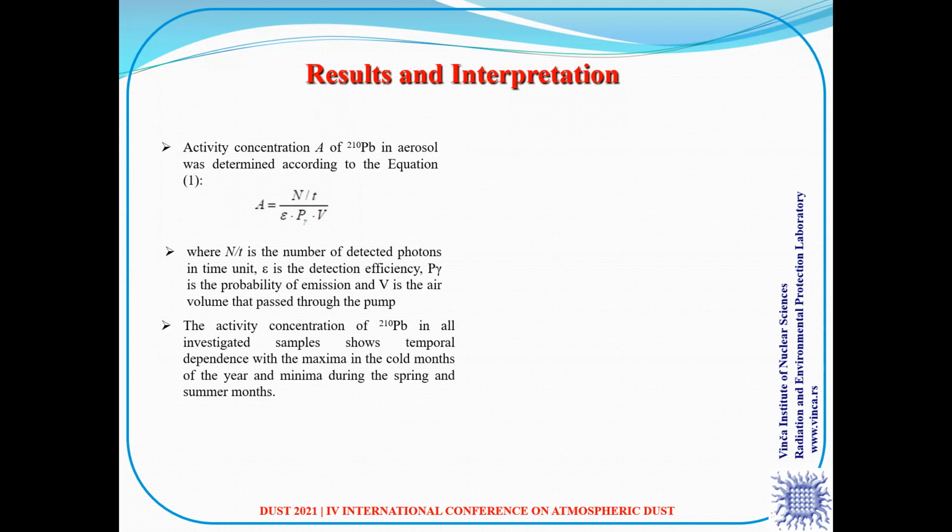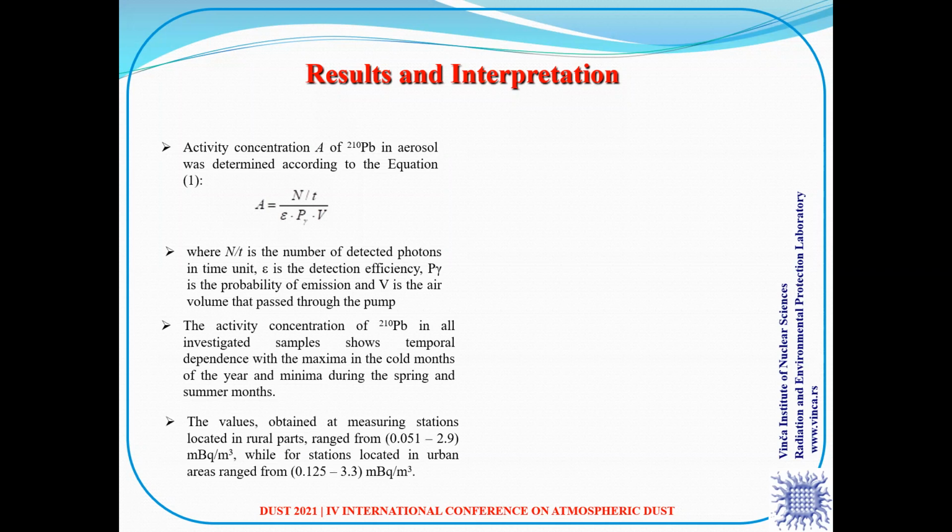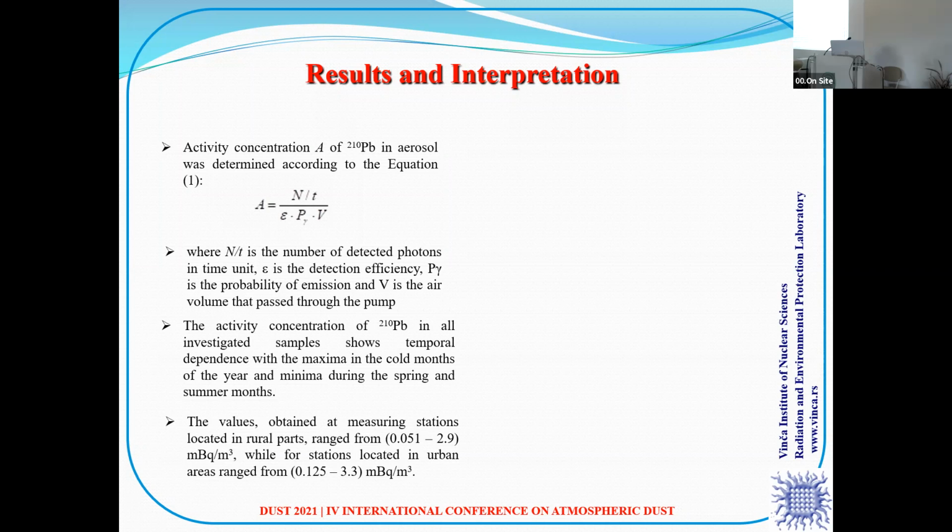The activity concentration in all investigated samples showed temporal dependence, with the maxima in the winter and minima in the spring and summer of the year. The values obtained at measuring stations in the rural parts ranged from 0.051 to 2.9 millibecquerels per cubic meter, while for stations located in urban areas, it ranged from 0.125 to 3.3 millibecquerels per cubic meter.